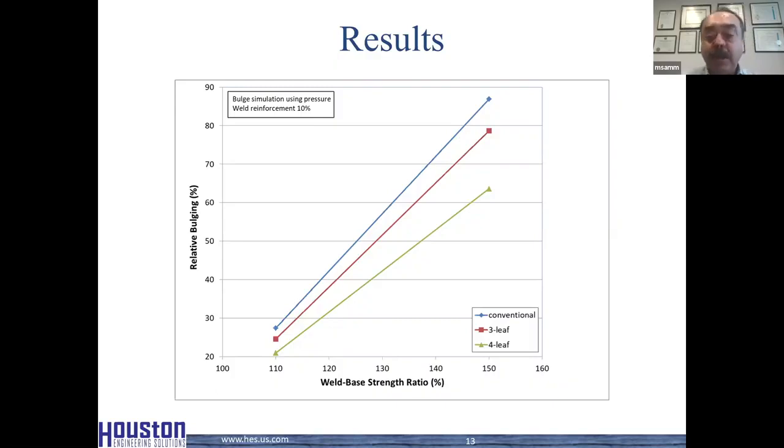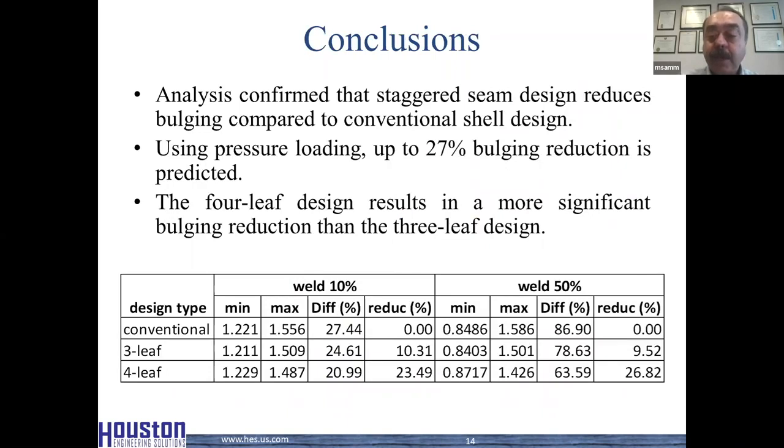These are the actual numbers, and what we're looking at here is the amount of reduction in bulging. So we're comparing the three-leaf and the four-leaf to the conventional design, and we're quantifying that reduction in bulging.